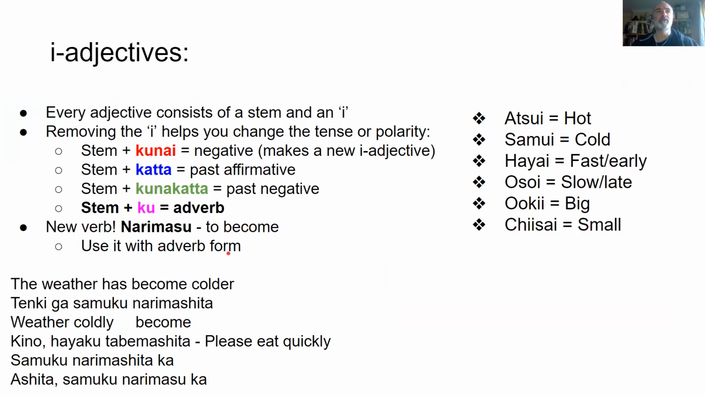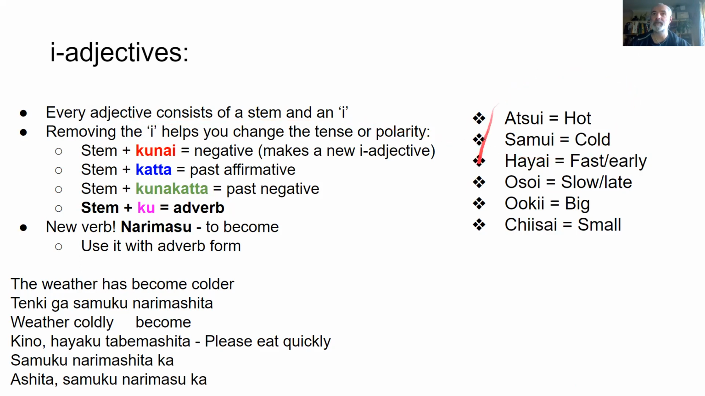Okay, let's quickly jump on to i-adjectives. There are two types of adjective, 2.5 really in Japanese. The most complex set are the i-adjectives, but these are also the most commonly used. All i-adjectives consist of a stem and an i, and this i needs to change depending on the affirmative or negative nature of the adjective, or if it's in the past or the present tense.